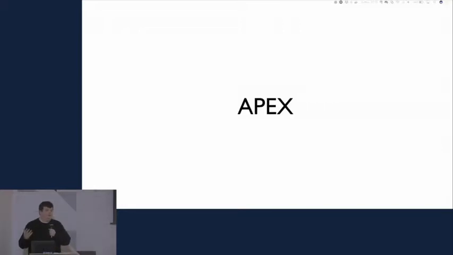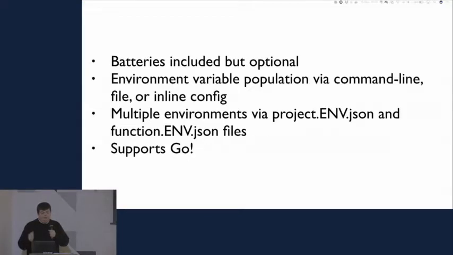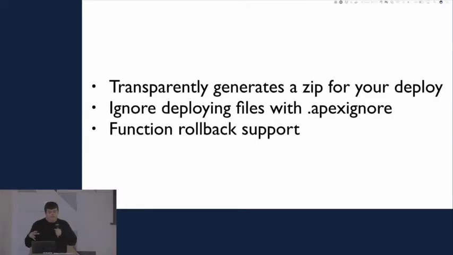It's written in Go, which was also a cool thing. So Apex lets you build, deploy, and manage AWS Lambda functions with ease. So that's exactly what we wanted. It comes with batteries included, supports multiple environments, which is exactly what we wanted, and it supported Go, which is great. Some of the features: it generates the zip file for you, which is what your code lives in.